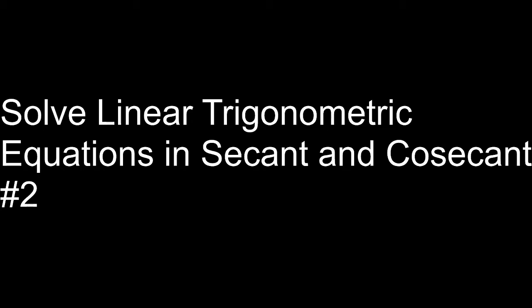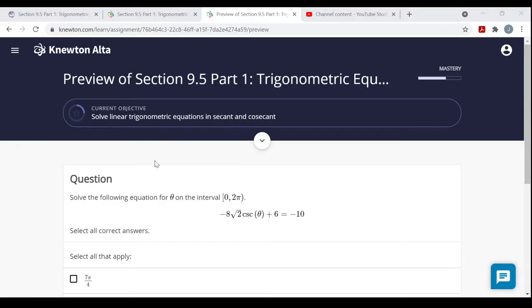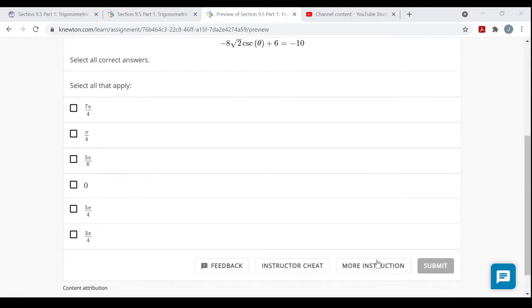Hopefully you've watched the first video on this objective and other videos where I've been solving linear trigonometric equations, because they're all done in a very similar fashion, where you isolate the trig function, get the trig function alone on one side, and then think, once around the unit circle going counterclockwise, just think of angles that have that secant or that cosecant or that tangent or whatever function you're looking at. If you want to see more about the topic, please click on more instruction, watch their videos, look at their notes, their examples. Hopefully they help you out.